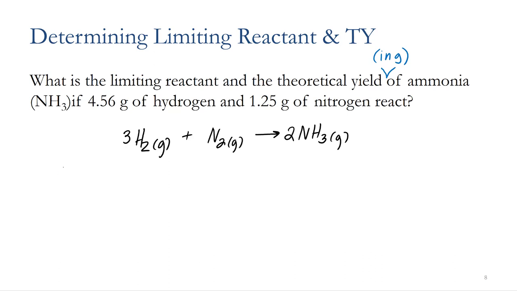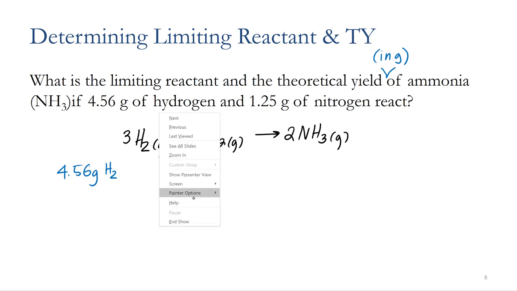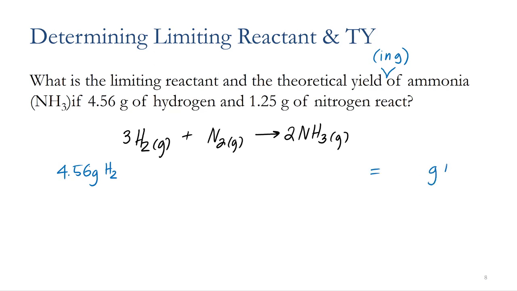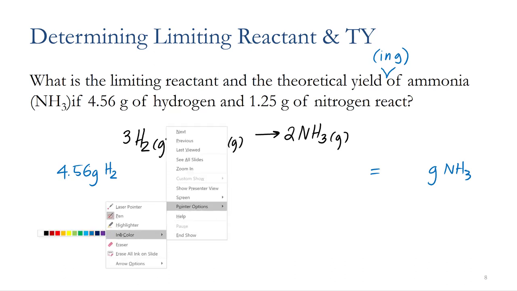Hydrogen's listed first, so let's go after that one first. No reason we couldn't do nitrogen first, but let's say 4.56 grams of hydrogen. Before I start off all my conversion factors, I know that I'm going to want to go to grams of ammonia, because now my edited problem says in grams. So I'm going to do a mass-to-mass conversion, grams of hydrogen to grams of ammonia. And the game plan for both of these reactions is just going to start out with grams of my reactant.